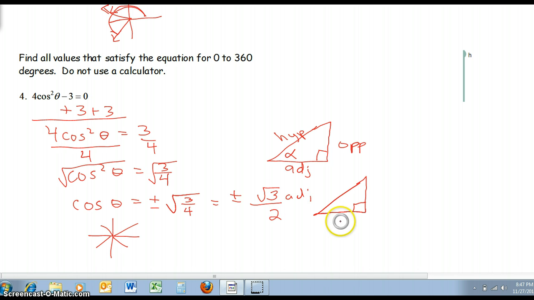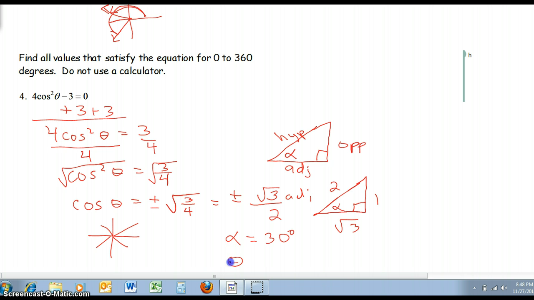So the adjacent is going to be square root of 3. And then the hypotenuse is 2. And then it's like, well, what does that look like? Which one of our triangles is that? Well, this is our 30. So my alpha is 30 degrees. And then I have to go put it in all 4 quadrants.